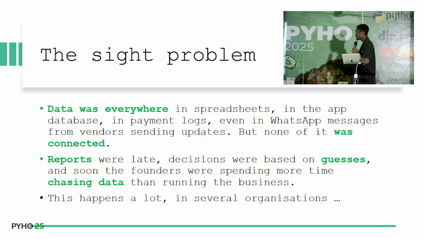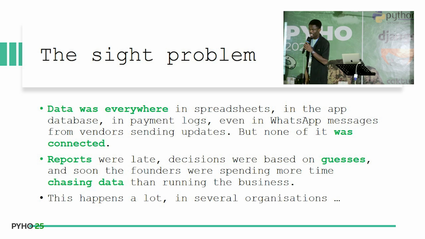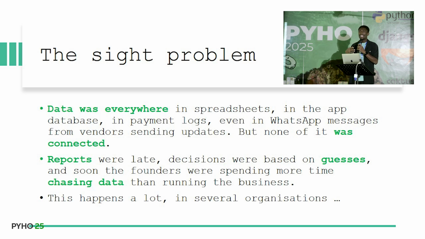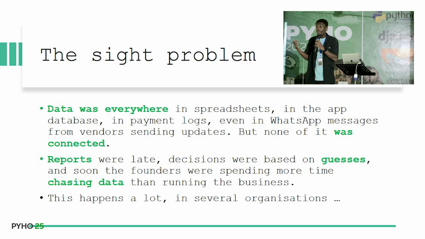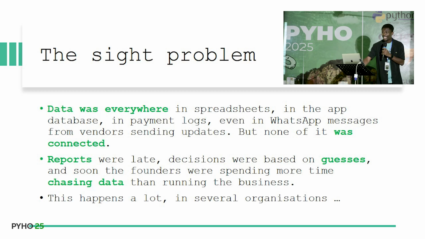Data is now everywhere, in Excel sheets, in WhatsApp messages, in email reports, but none of it was really connected. And because of that, they had a problem of size. A simple question like, how much sales did we make this week, can become very complicated to answer because data is scattered everywhere. This happens a lot in many organizations. You'll be surprised how often this happens, even in very, very large organizations.